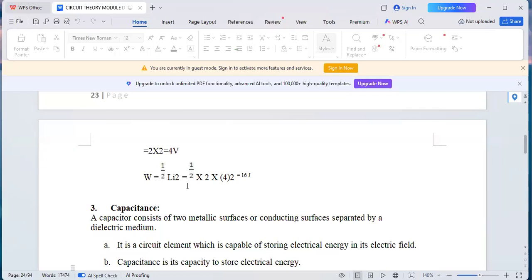This 1 over 2 will cancel these 2 out, leaving 4 exponent 2. 4 exponent 2 will give you 16 joule. So that is it. I hope you understand it.